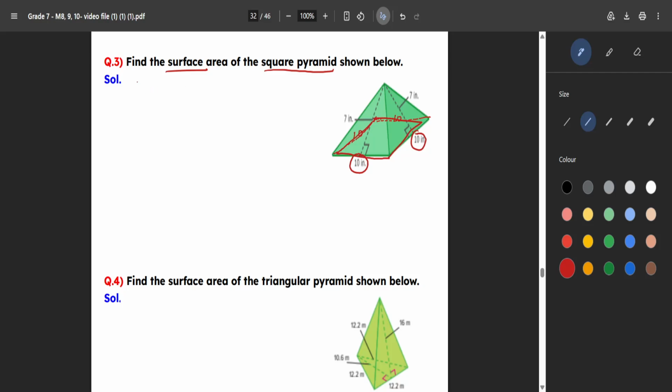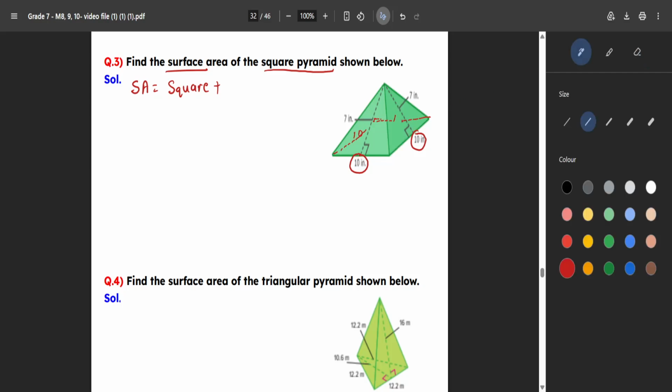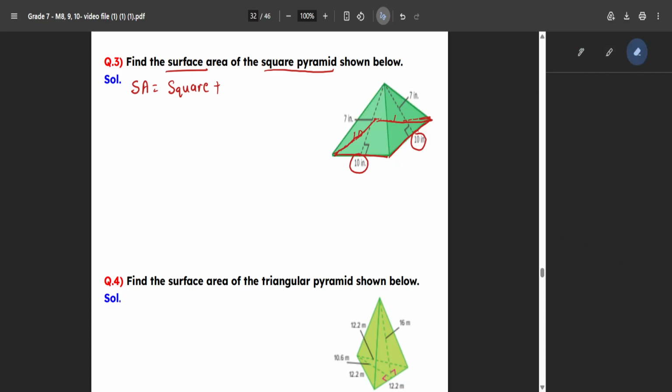So how will I find the surface area? First of all, there is a square, so I have to find the area of the square. Plus, I told you at the curved surface here, these are all triangles, correct or no? So how many triangles will be there? Think, how many triangles will be there? There will be 4 triangles. Why? Because at the bottom I have a square which has 4 sides, and from every side I am making one triangle. So one in the front, then one at the back, then one on the left, and then one on the right here. So in total there are 4 triangles here.